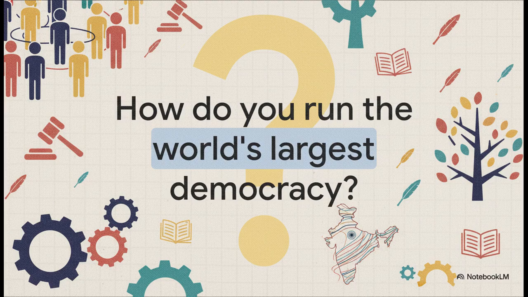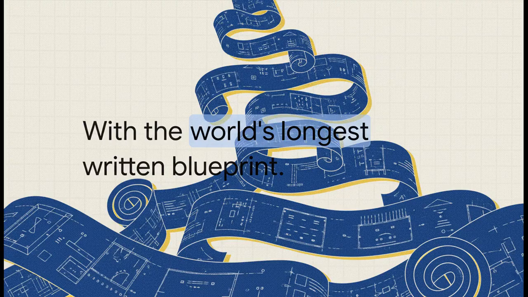So let's just start with that giant question. How do you even begin to run a country with over a billion people? I mean, what kind of rulebook could possibly handle that scale, that mind-boggling diversity? Well, the answer is you start by writing the world's longest constitution. And its length, that's not just a piece of trivia. It actually tells you just how ambitious and incredibly detailed this plan had to be. So let's unroll this thing and see what's inside.